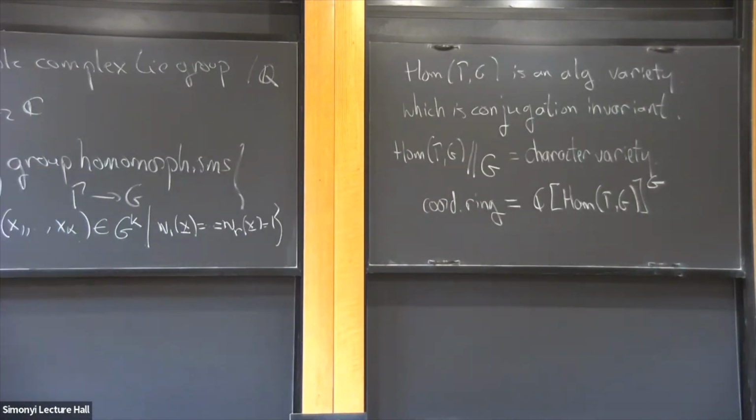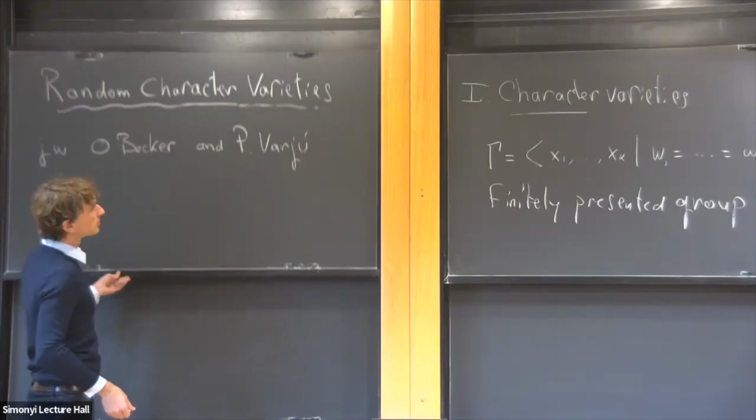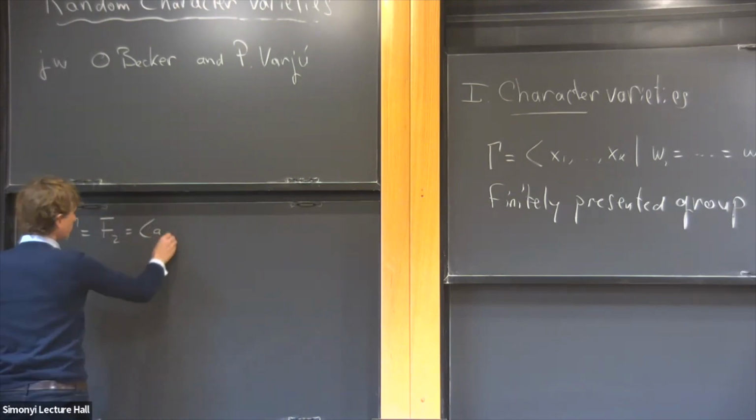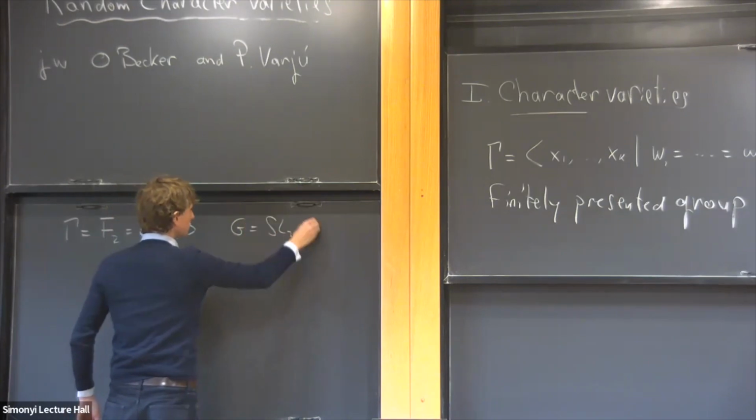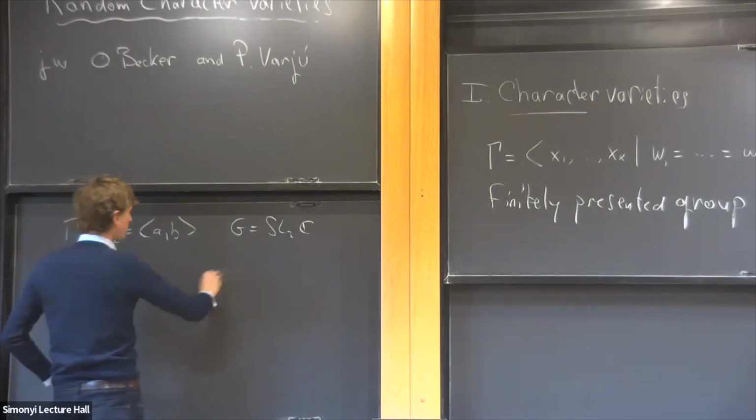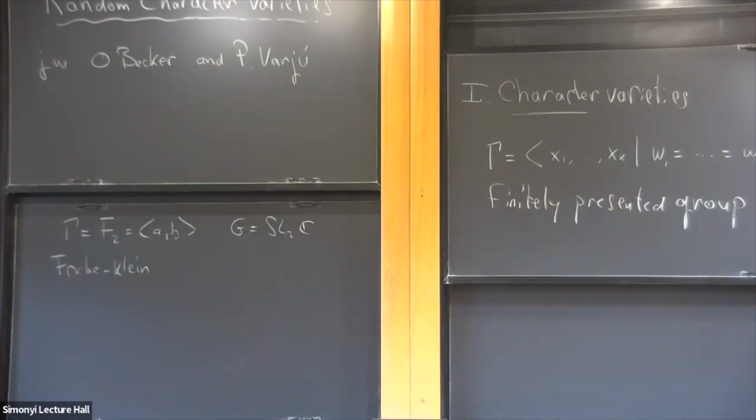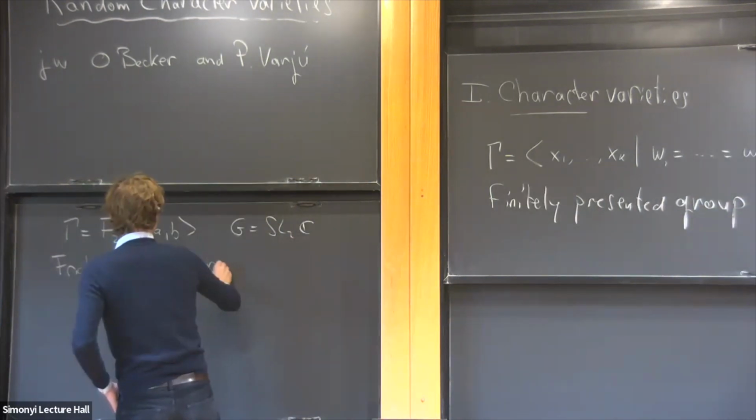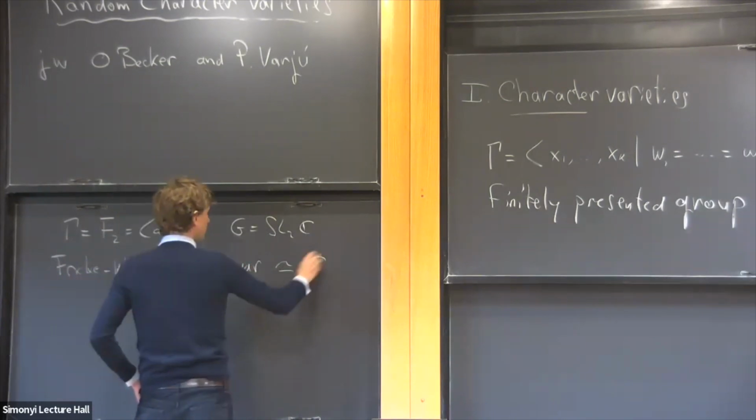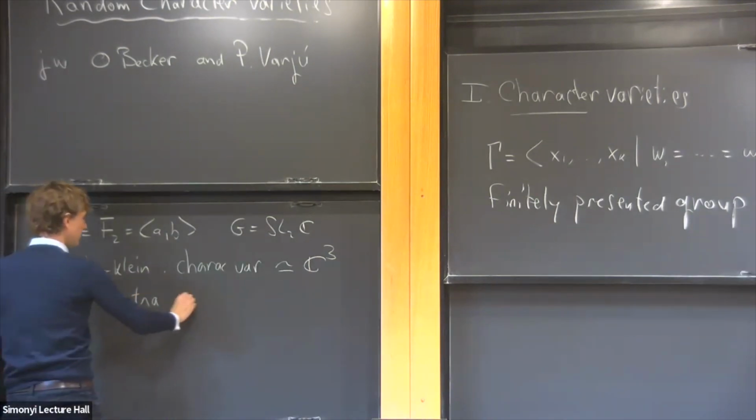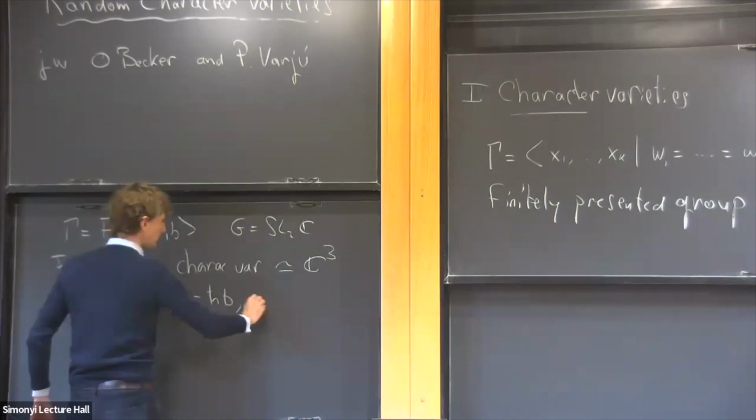Right, so I'll give you maybe a couple of examples. For example, if you take gamma to be the free group on two generators, and you take G to be SL2C, it goes back to Fricke and Klein in the 19th century that this character variety is basically isomorphic to C3, and it has coordinates which are given by the trace of A, the trace of B, and the trace of AB.